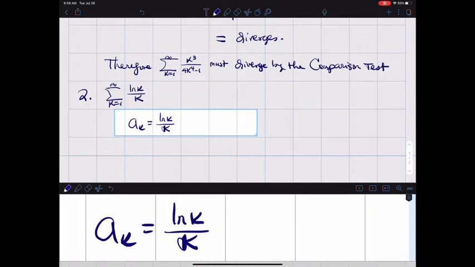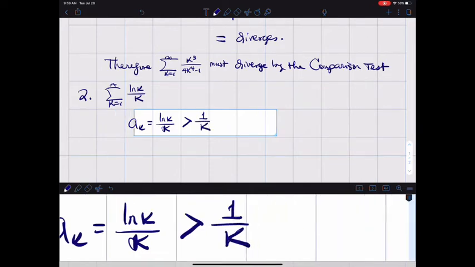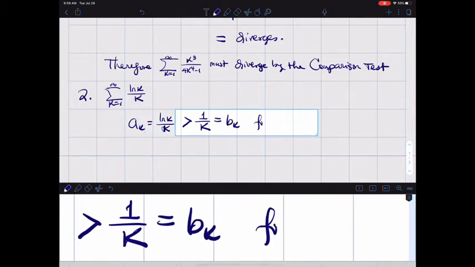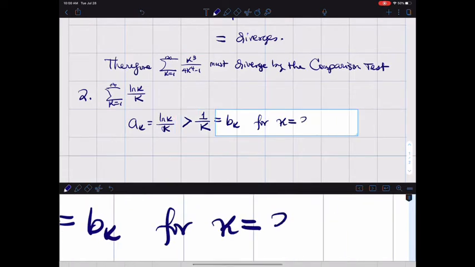So from 3 and above, well, let's see, natural log of 4 is 1.386 something. So for k from 3 and above, natural log of k is definitely greater than 1. So natural log of k is greater than 1 over k. So this is our b_k, for k equals 3, 4, and above.